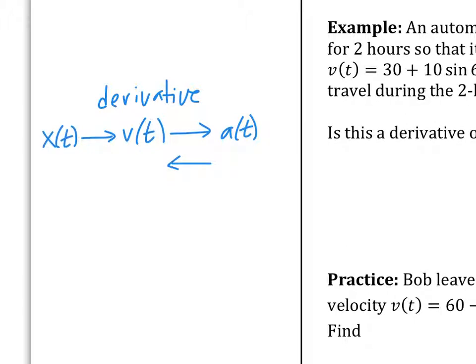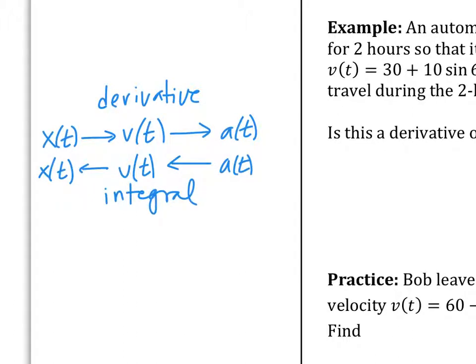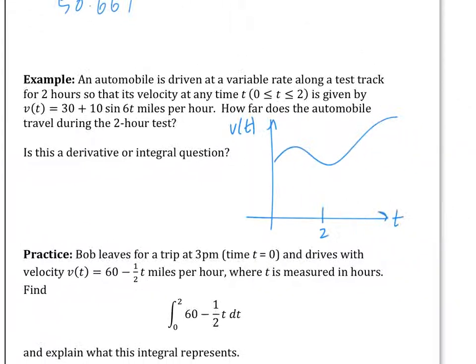If you go backwards, acceleration goes back to velocity and then goes back to position. That's called integral. So derivative goes forward: divide by time, divide by time, divide by time. Integral goes backwards: multiply by time, multiply by time, multiply by time. So that's the relationship between derivative and integral. Derivative goes forward, integral goes back. It's okay. Next year it will be drilled into you.